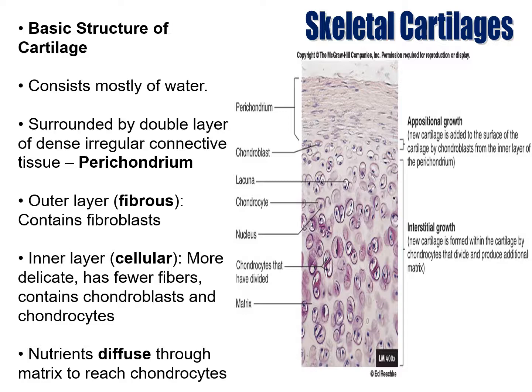Cartilages have an outer covering which is known as the perichondrium. This perichondrium has two layers. The outer layer is fibrous, it's made up of fibroblasts, while the inner layer is cellular, it's made up of chondrocytes. And because cartilages are avascular, nutrients have to diffuse through the ECM.